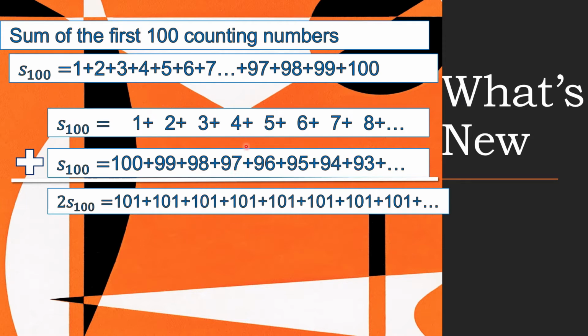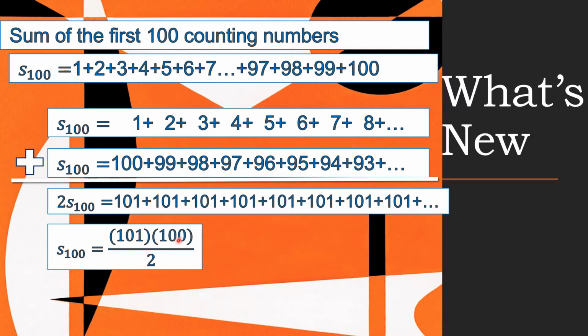Hanggang sa napansin niya nga na lahat pare-parehas yung sum nung pinagpares-pares niya yung unahan at dulo ng counting numbers. Ang sunod niyang inisip ay ilan kayang pares ang kanyang magagawa. So that is 50. So ibig sabihin, kapag multiply niya yung 101 sa 100 kagaya nito, kailangan pa niyang i-divide sa 2 kasi 50 pares ang magagawa niya na ang sum ay 101.